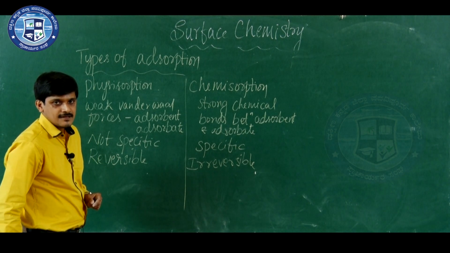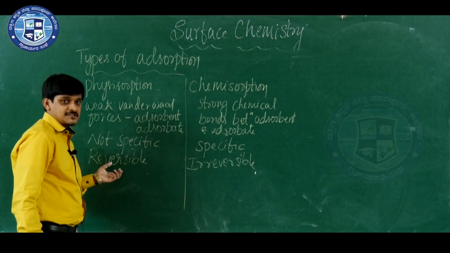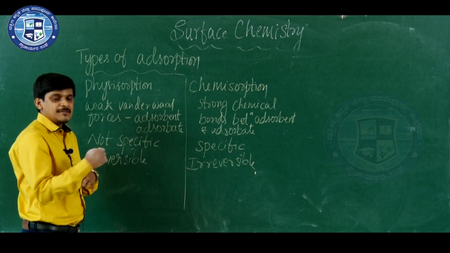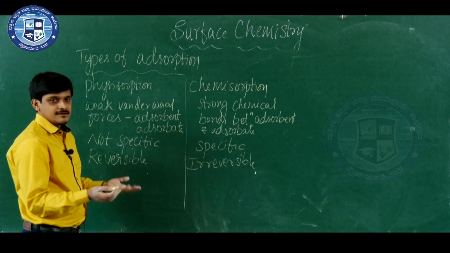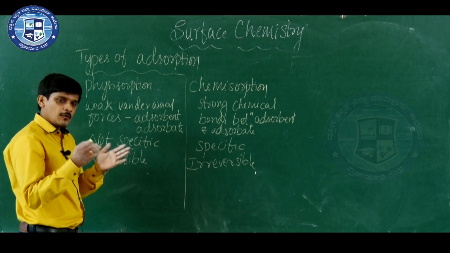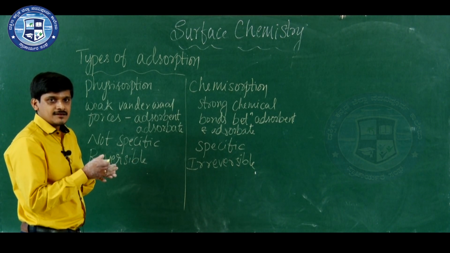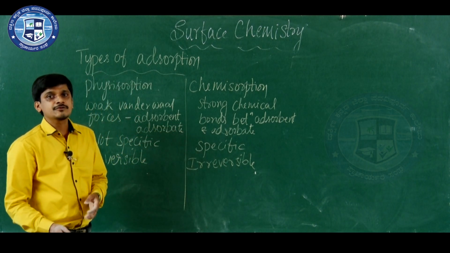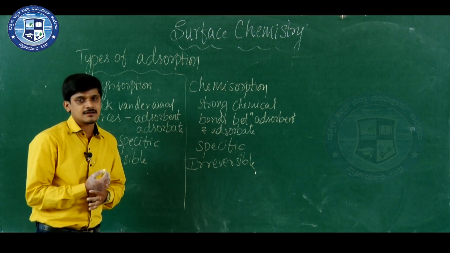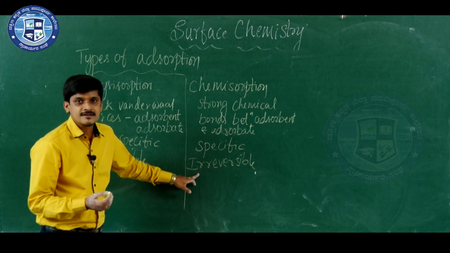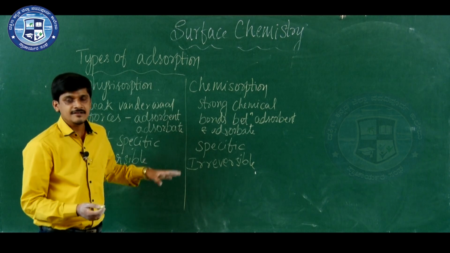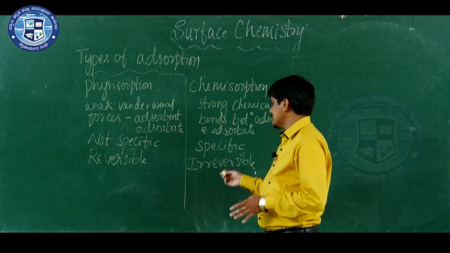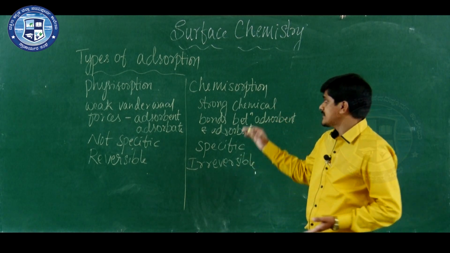Why does this happen? In physisorption, due to the presence of weak forces, adsorbent and adsorbate can be broken apart and again accumulation can take place. But in chemisorption, due to the formation of strong chemical bonds, chemisorption cannot be reversed, because of the bond formation in chemisorption.